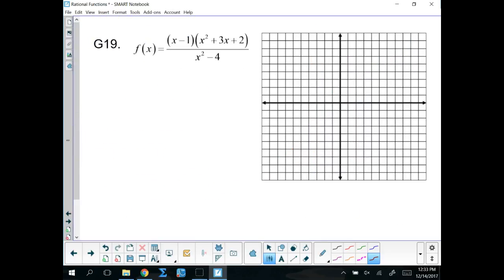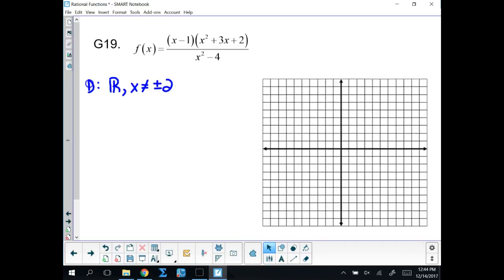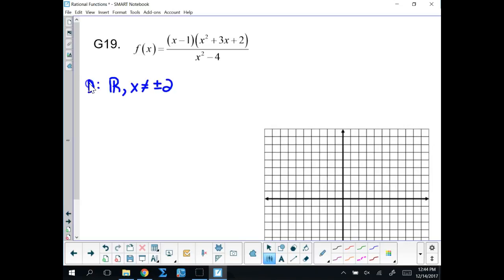Let's do this one. Domain. What's the domain? Plus or minus 2. So all real numbers, but x cannot equal plus or minus 2. All right? Let's pause for the cause, and let's factor.